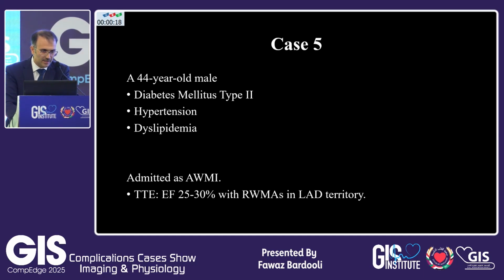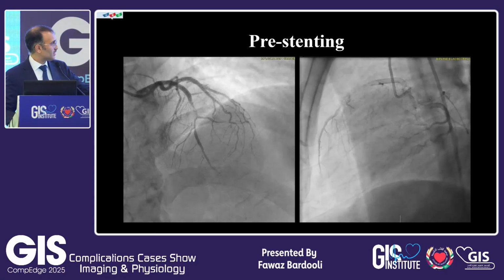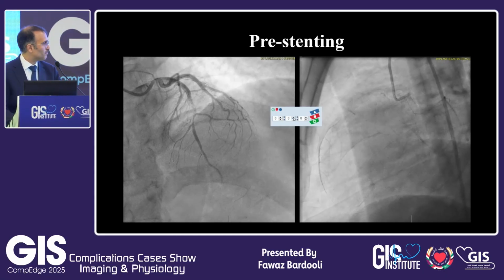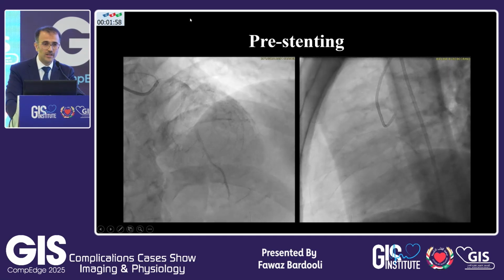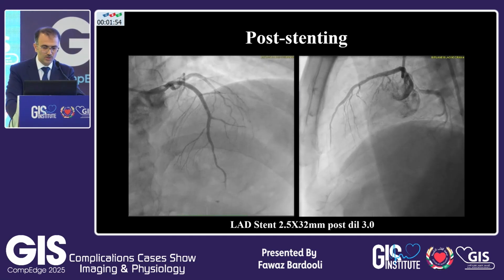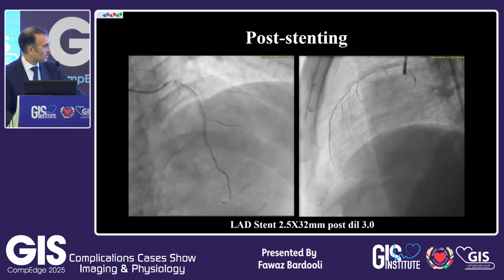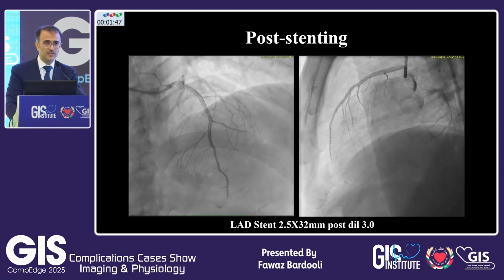This is a middle-aged male, anterior wall MI, LAD territory affected. This is his angio. Obviously, this is the problem. This is a primary PCI, so you go ahead, wire, stent. You got a good result, 2.5 postdilated with a 3.0. You got the usual things, some clot distally, some clot on the diagonal, but the patient was fine.